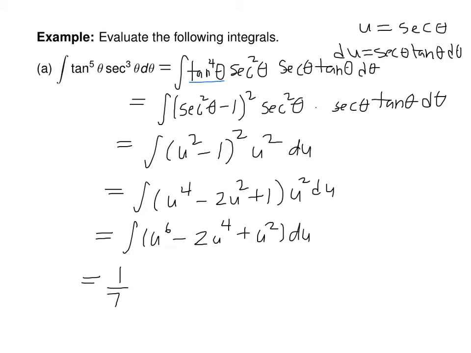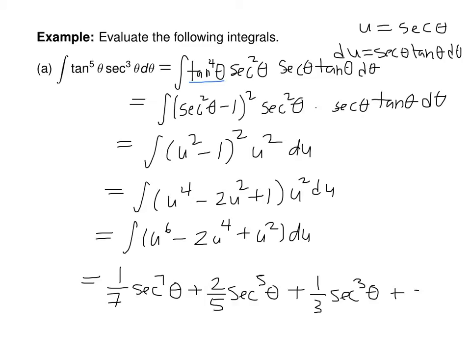So I'll have 1/7 secant to the 7th of theta minus 2/5 secant to the 5th theta plus 1/3 secant cubed theta plus c.